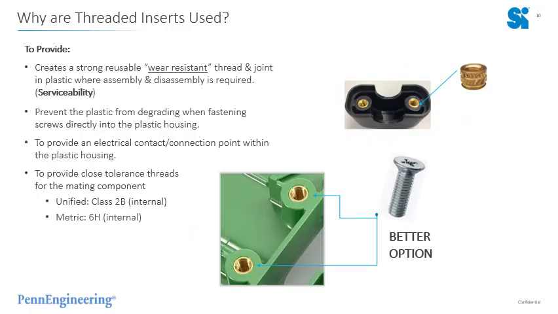Why are threaded inserts used? Well, threaded inserts are installed into plastics so that they create a strong, reusable, and wear-resistant thread. So if mating hardware or a secondary part needs to be installed or removed from a plastic housing, the insert will create serviceability. It also prevents the plastic from degrading. If you were to use a machine screw directly into a plastic housing, you wouldn't be able to use it very long before it's worthless. It also provides an electrical contact and connection point within the plastic housing.